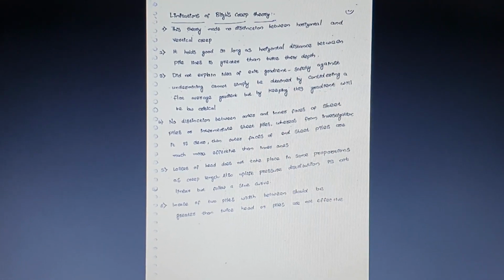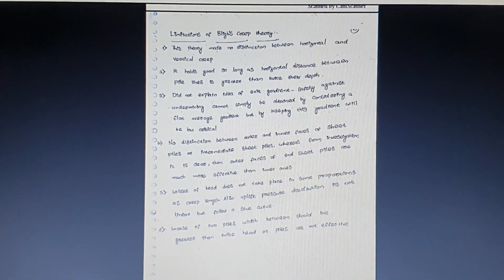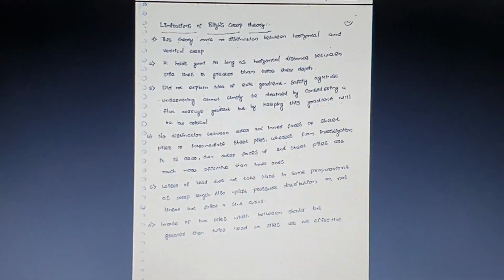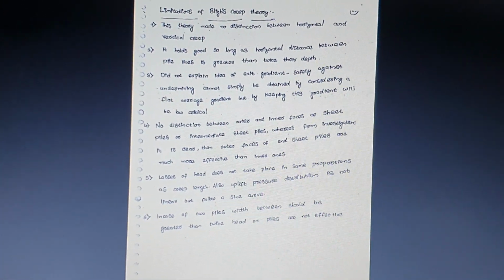Next, what are the limitations Blitzkrieg considered? The first limitation is that there is no distinction between horizontal and vertical creep, and it only holds good if the horizontal distance between the pile lines is greater than twice the depth. The next one, he did not explain the exit gradient or the safety against undermining. Fourth, no distinction between the outer and inner faces of the pile. That is also one of the failures.